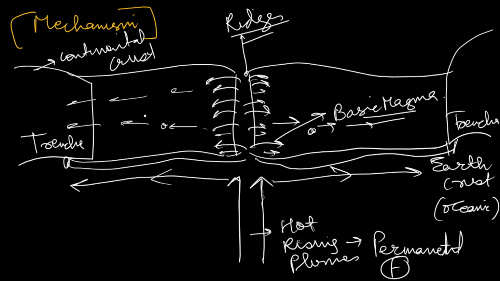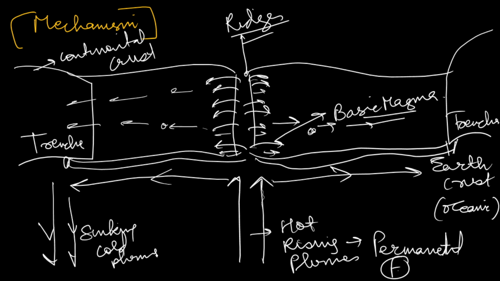Okay, and ocean crust is created near ridges and destroyed in trenches, hence the ocean remains young. So what happens here? It is created near ridges, and in the trenches there are sinking cold plumes. So what happens at trenches? This magma goes inside the earth, or you can say these rocks are subducted into the trenches.